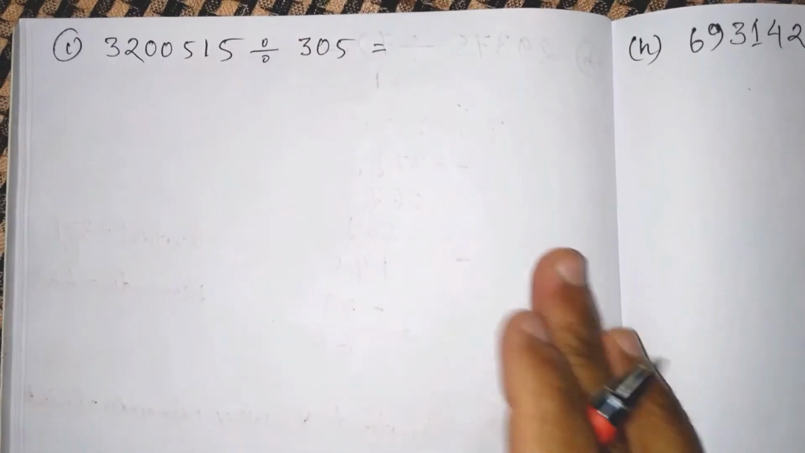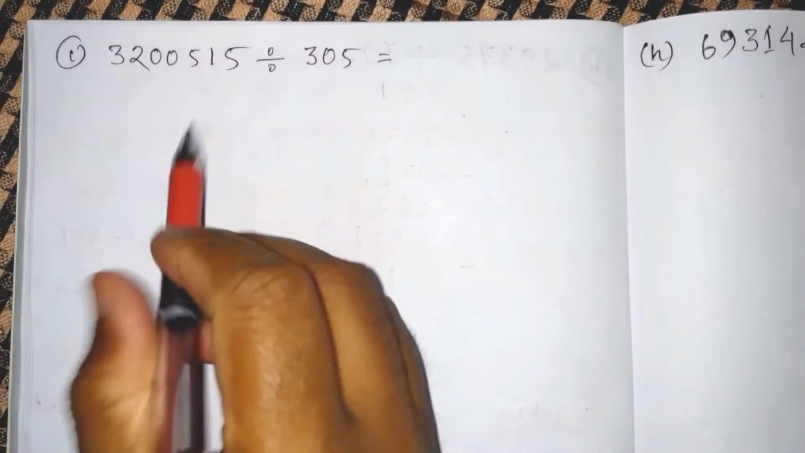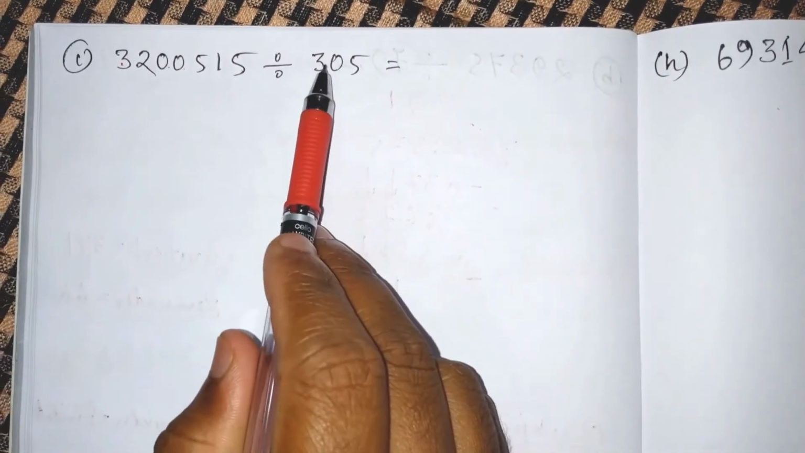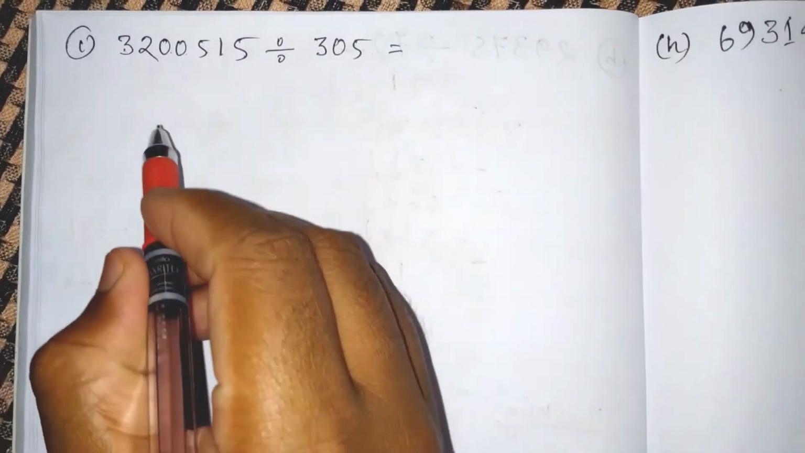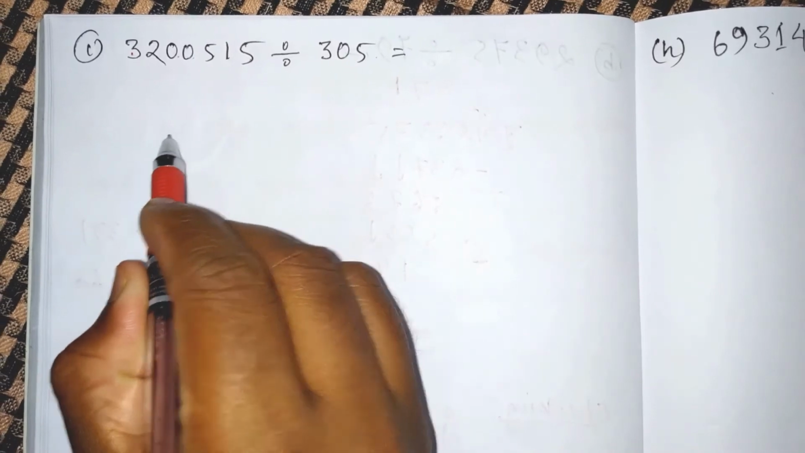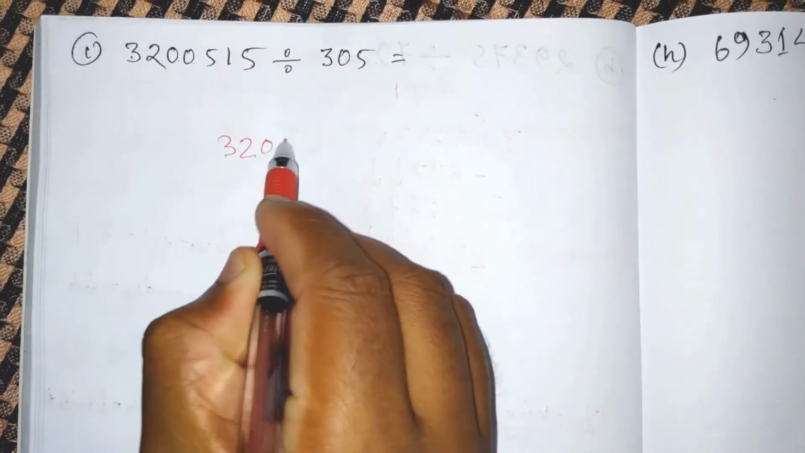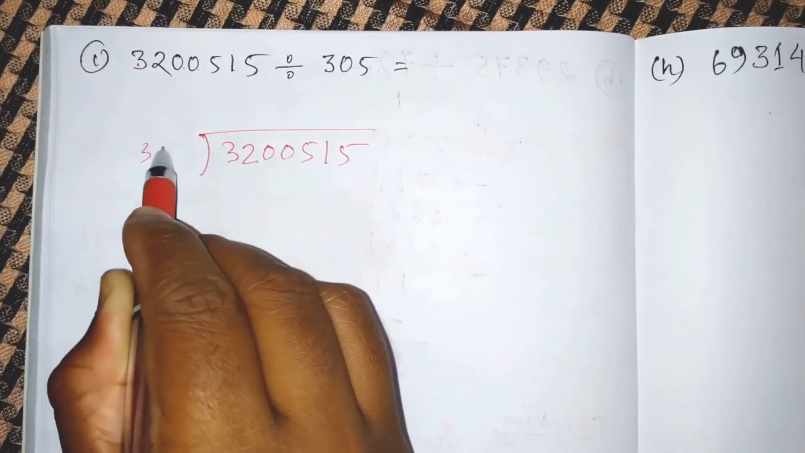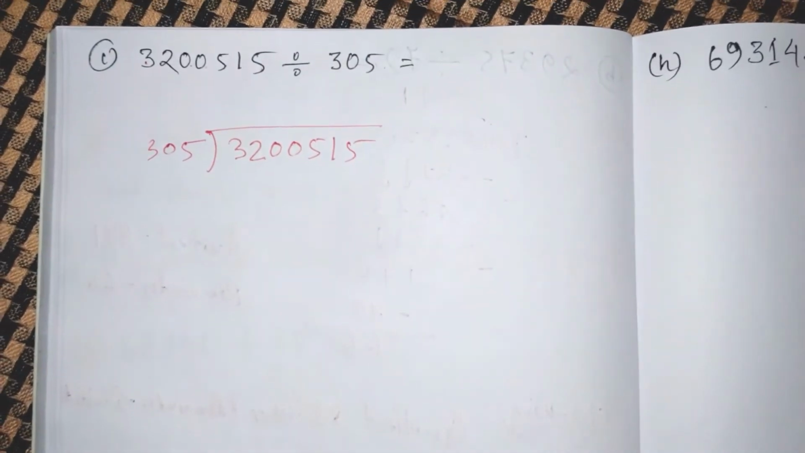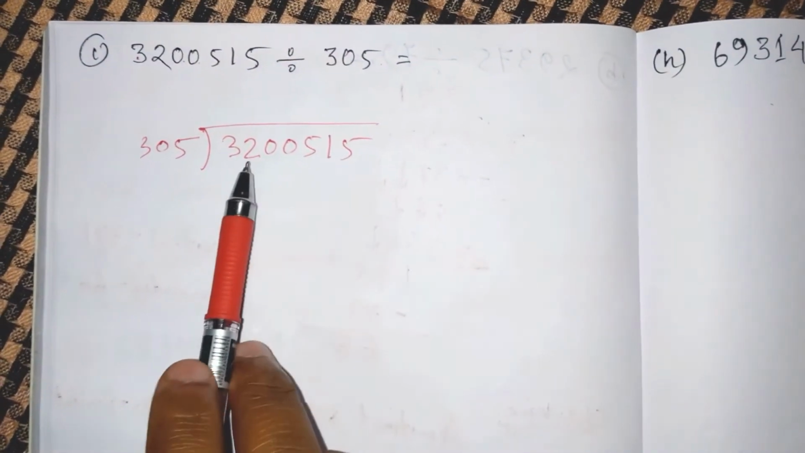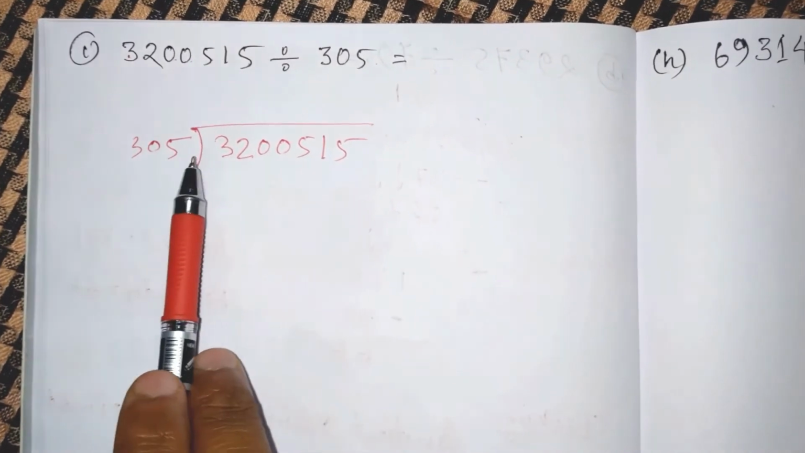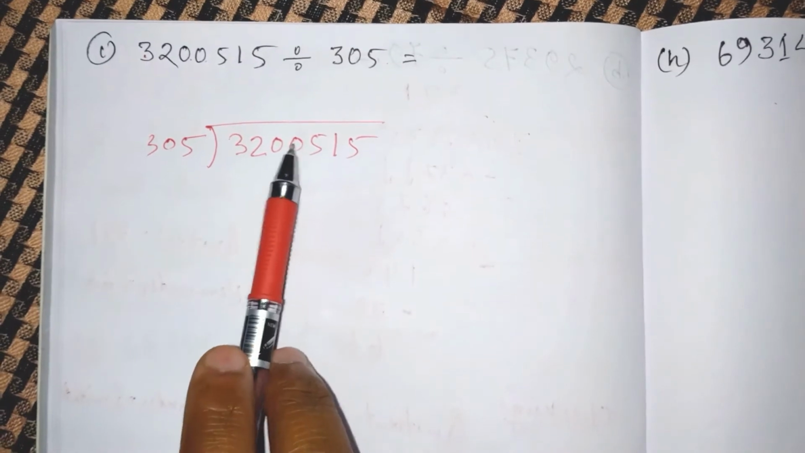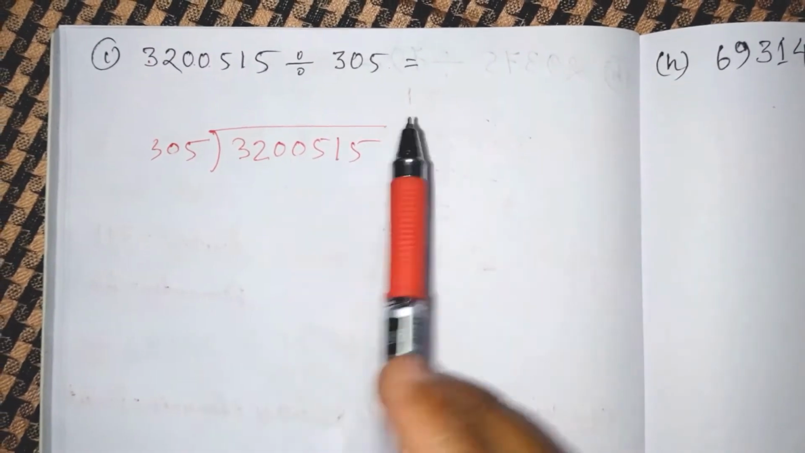Students, this is the third question, and for this I have 3200515 as a dividend and you have 305 as divisor. So I'll put it here, 3200515, then you have 305, okay? So what you need to do, you need to find any number which is close to 3200 or equal to 3200, okay? Not more than 3200.